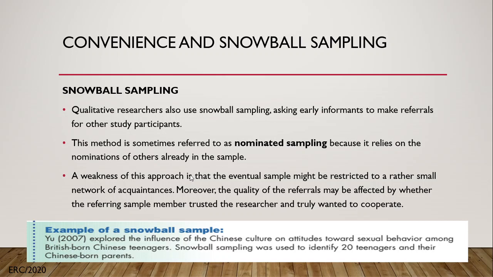Moreover, the quality of the referrals may be affected by whether the referring sample member trusted the researcher and truly wanted to cooperate. Okay, example of the snowball sampling by Yu 2007 explored the influence of the Chinese culture on attitudes towards sexual behavior among British-born Chinese teenagers. Snowball sampling was used to identify the 20 teenagers and their Chinese-born parents.